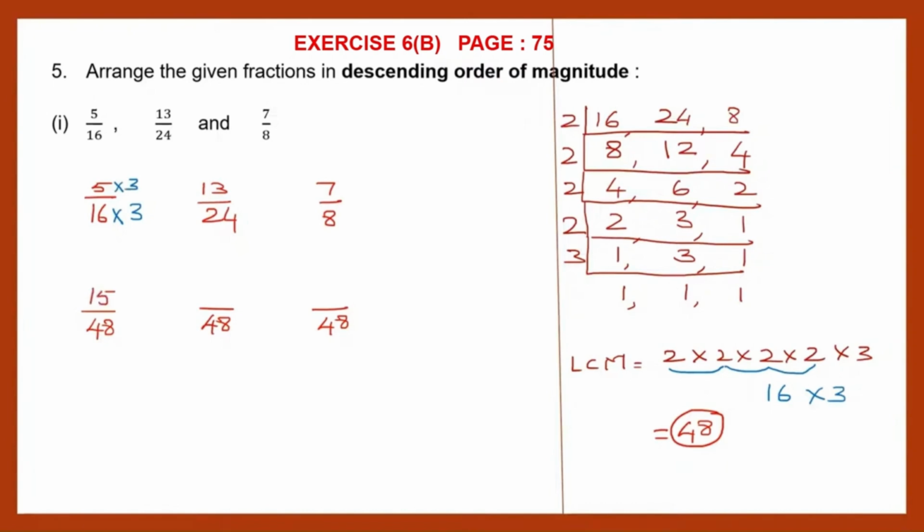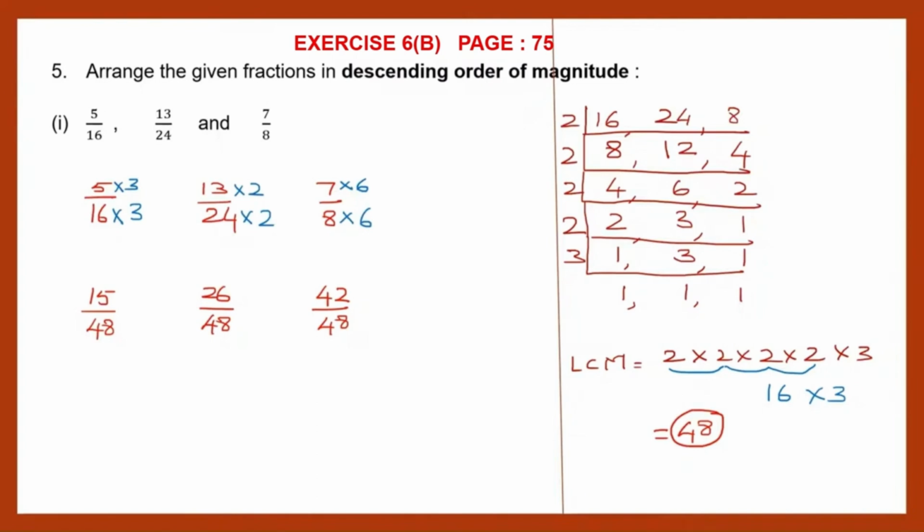We'll go on to the second fraction. 24 into what is 48? 24 2's. So 13 2's are 26. Going on to the third fraction. 8 into what is 48? 8 6's are 48. So let's multiply 7 also by 6. 7 6's are 42.